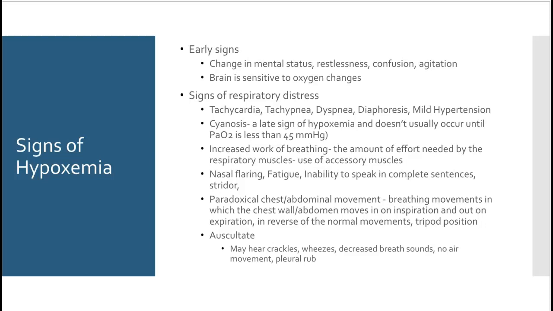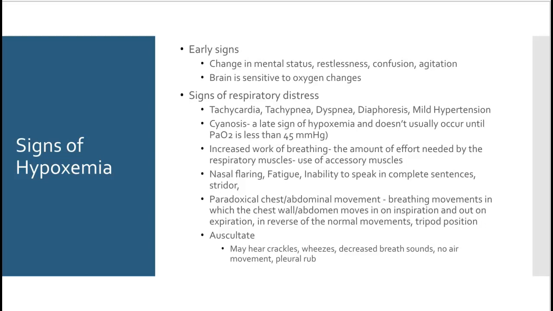Now, cyanosis is a late sign of hypoxemia, and it really doesn't occur until our PaO2 is less than 45. So we don't want to wait until somebody is cyanotic to be intervening. Along with these signs of respiratory distress, we're going to notice increased work of breathing, so they're using accessory muscles or respiratory muscles. Nasal flaring is a red flag in a baby, showing that they are in distress. Fatigue, inability to speak in a complete sentence is also a huge red flag for somebody who's in distress.